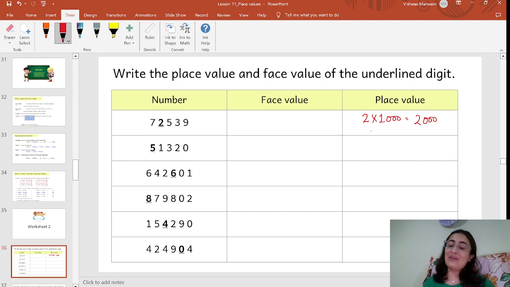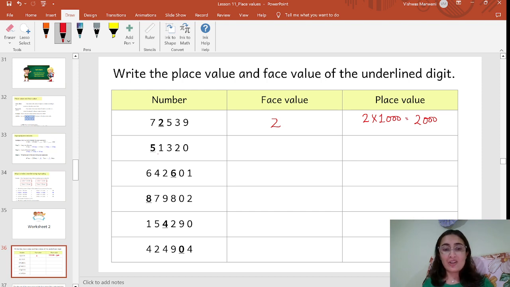But face value is actually much easier because it is not affected by the place of the number. No matter 2 is at whichever place, its face value will always be 2. Easy enough? Okay, let's do one more example to make sure we understand the meaning of face value and place value. Now let's look at my second number.